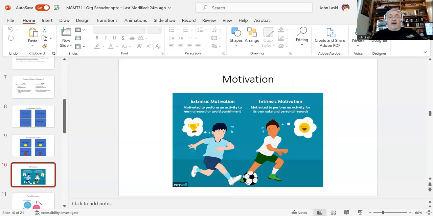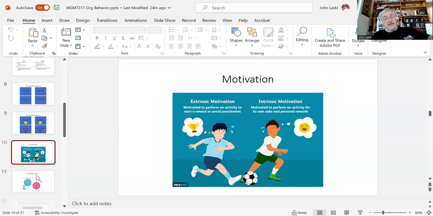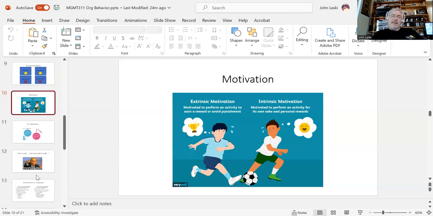People are just motivated differently, and it translates into that able and willing, able enough. But there are things that we'll discuss that involve the notion of extrinsic motivation and intrinsic motivation. And simply put, extrinsic motivation is being motivated to perform an activity to earn a reward or to avoid punishment, versus intrinsic motivation, motivated to perform an activity for its own sake and personal rewards, like belonging to the executive dining room or being part, you get the idea, and we'll put some more meat on the bones with that.